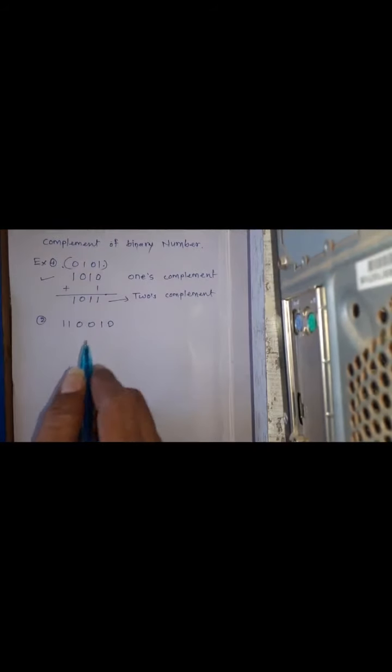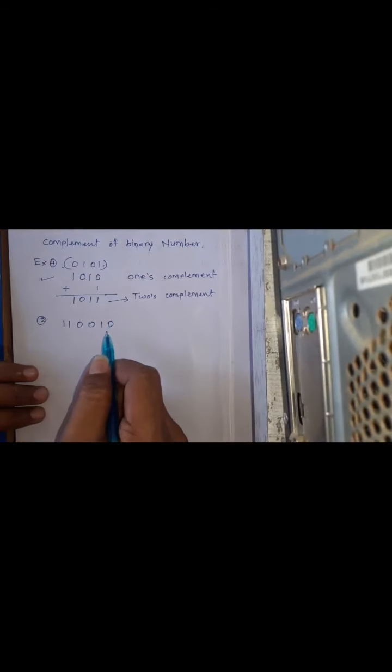Now I will give the second example. See, this is the first example. I will show you the next example. First we will take a binary number 1 1 0 0 1 0. This is the binary number. We have to take the ones complement of this binary number.